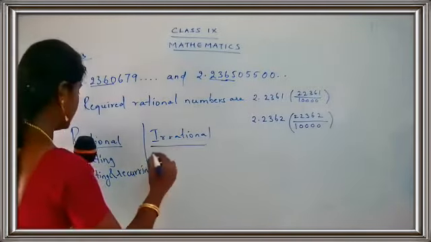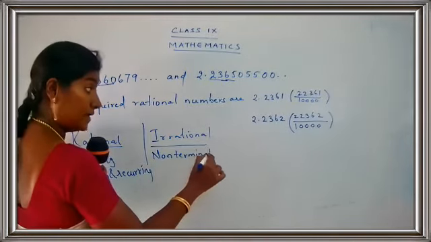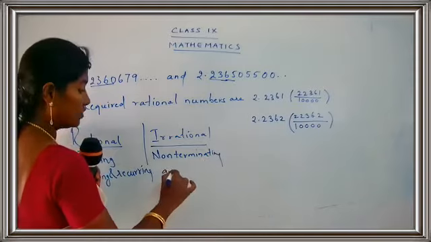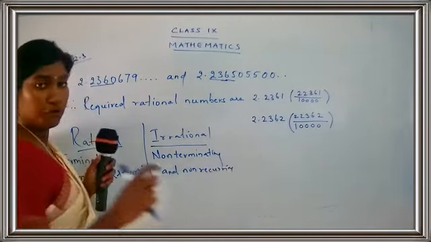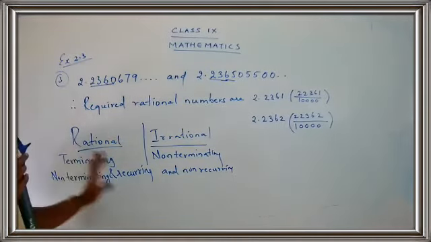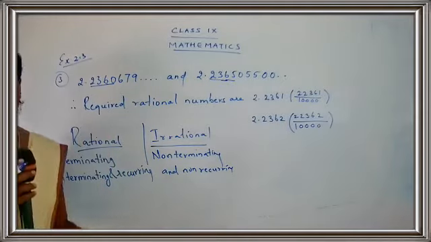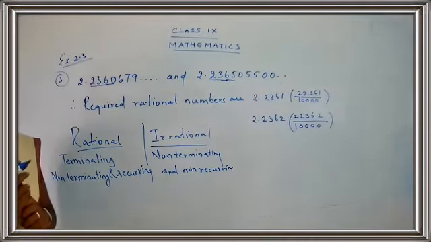Irrational number means it's non-terminating. It's not going to stop, and also it is non-recurring. So it is not going to repeat. It doesn't have any set of numbers which are going to repeat again and again. So these are the differences between a rational and an irrational number. You should be able to identify the rational numbers and the irrational numbers. Are you getting my point, children?